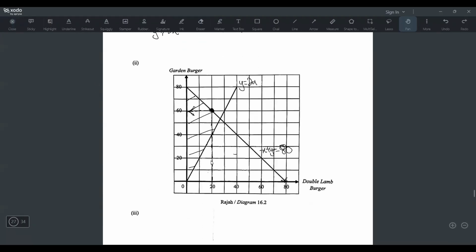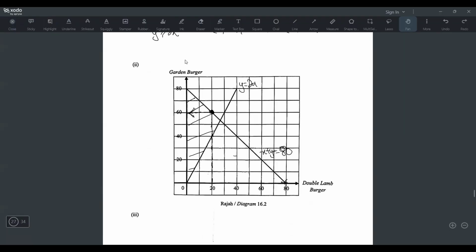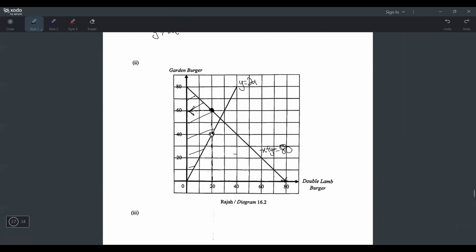Maximum means you have to draw until here. If they want the minimum, then you will stop here, because minimum means the first time you touch the shaded region, that's the answer. So when they want the minimum, you take the first contact point with the shaded region. But if they want the maximum, you take the last contact point with the shaded region. That's why I stop here. Why not keep going? Because if you keep going, it's outside the shaded region already.